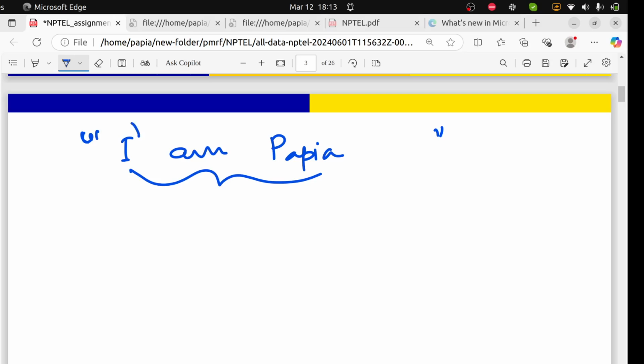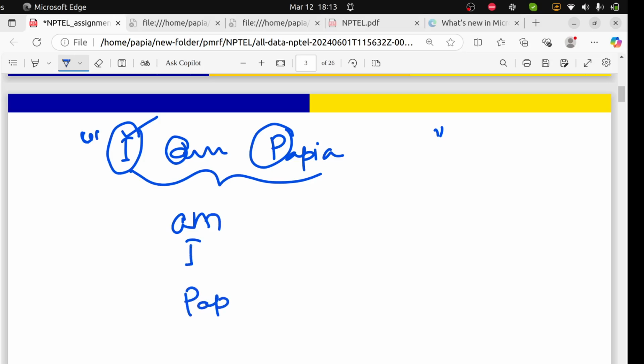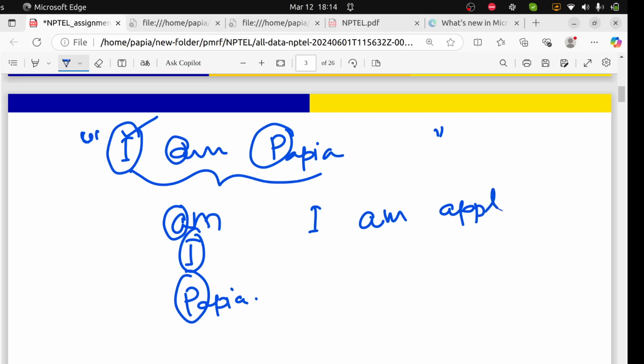It will be ordered like at the very first, I will check I, A and P. Among these three, A is smaller, so that means AM will come. Then I will come. Then Papia will come. So this type of order I need in my programming. As you can see here, A, I, P, all three are different, so obviously we will not check the second letter. But let's say I am having I, am, then apple or something like that.